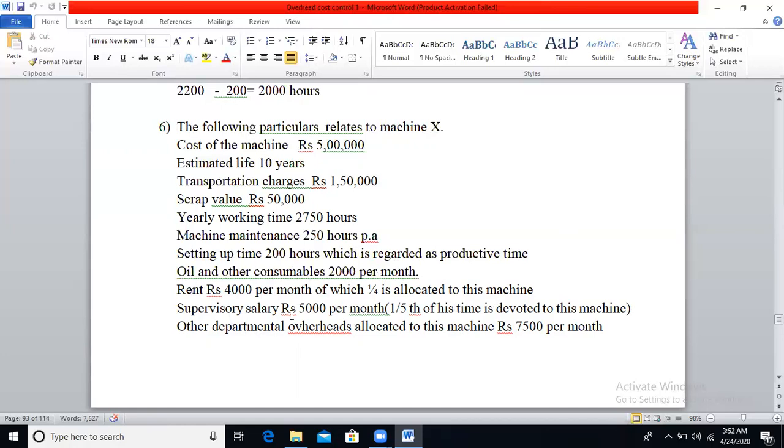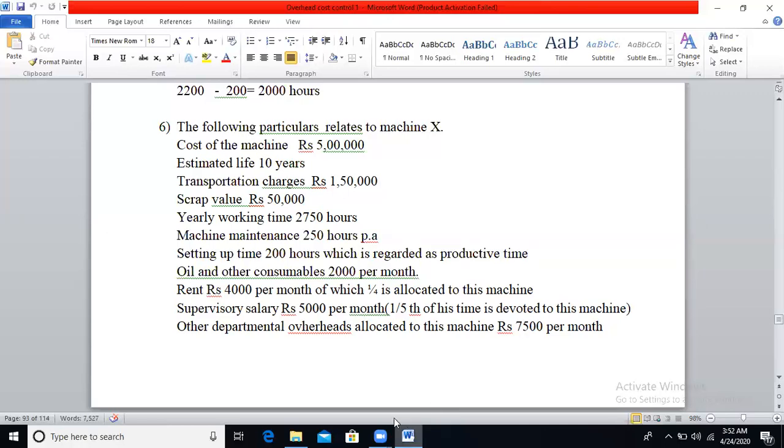Then supervisor salary will be 5000 per month. So here they have given supervisor salary. Supervisor salary will be the same with the use of machine. It will not vary. That's why it is a standing charge. You have to calculate 5000 into 12. Out of this, 1/5 of his time is devoted to this machine. So for supervision of this machine, he is devoting only 1/5 of his time. So that's why you have to calculate 1/5 of 5000.